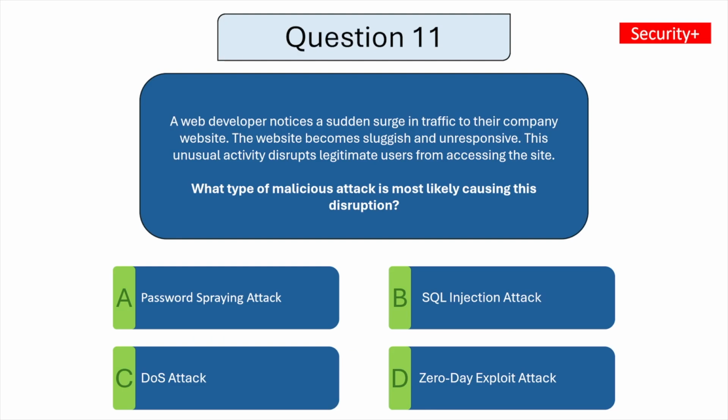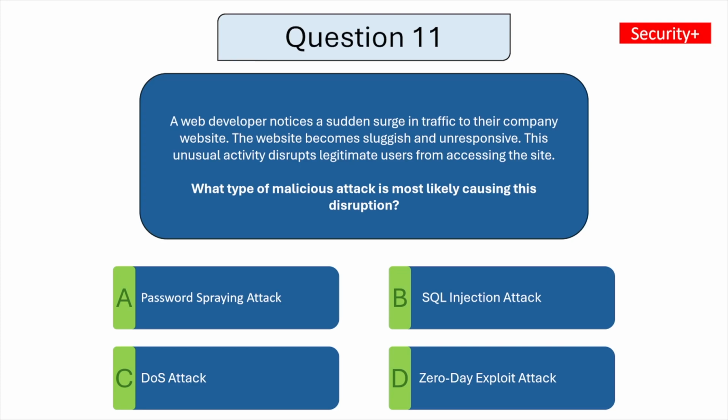Question 11. A web developer notices a sudden surge in traffic to their company website. The website becomes sluggish and unresponsive. This unusual activity disrupts legitimate users from accessing the site. What type of malicious attack is most likely causing this disruption? A. Password spraying attack. B. SQL injection attack. C. DOS attack. Or D. Zero-day exploit attack. All right.